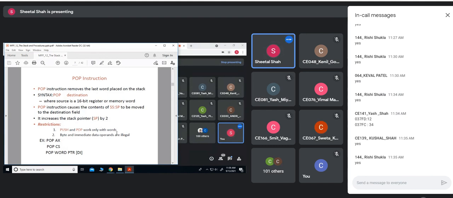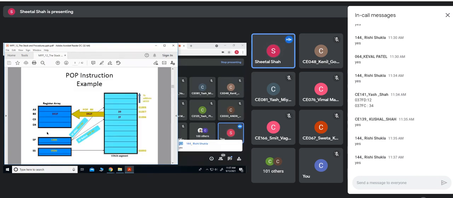Is it clear? The example of this pop instruction is pop AX. That means whatever is at the top of the stack would be popped into the AX register. You can also pop it into a segment register like CS or DS or any other register, or you can copy the data at the top of the stack to the memory pointed by the DI register, DS:DI. Is it clear, everyone? This is how the pop instruction would work.